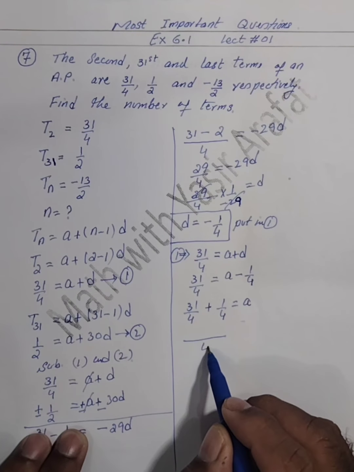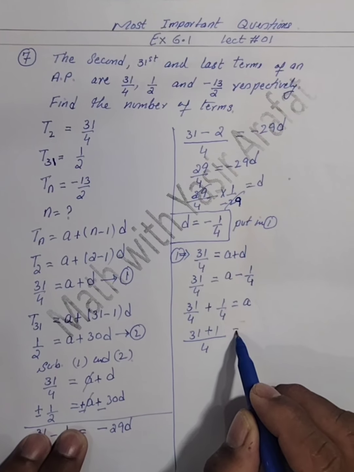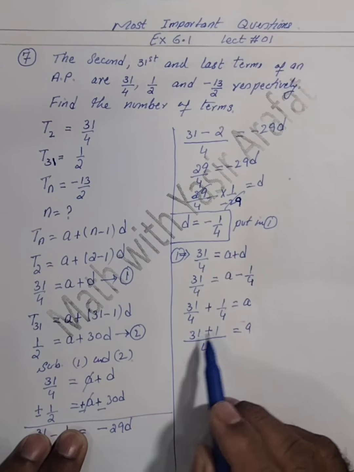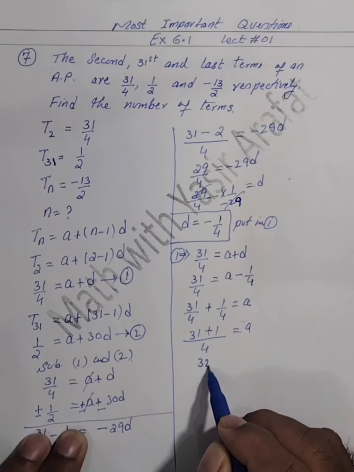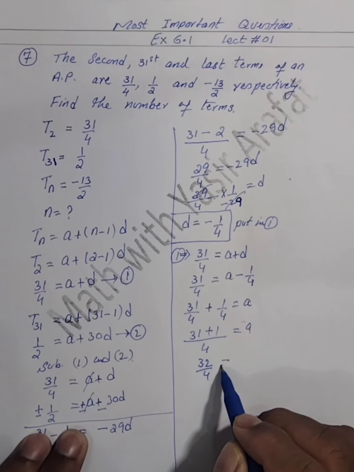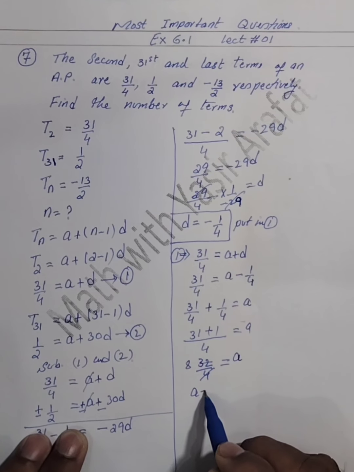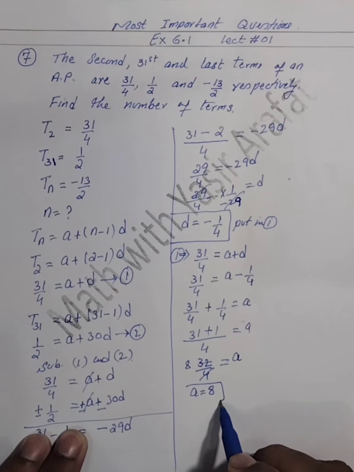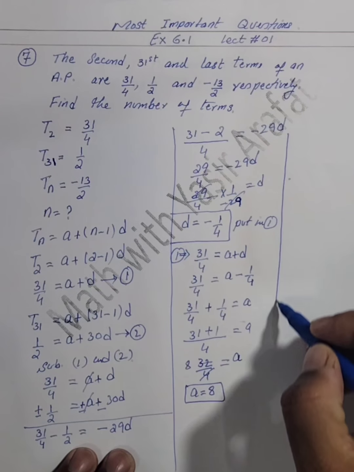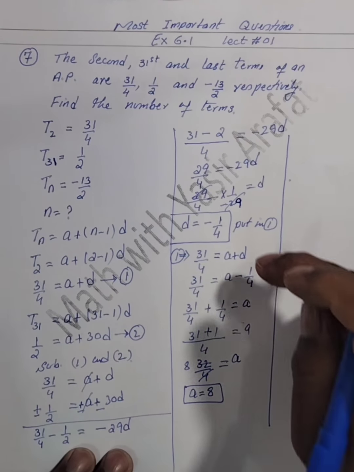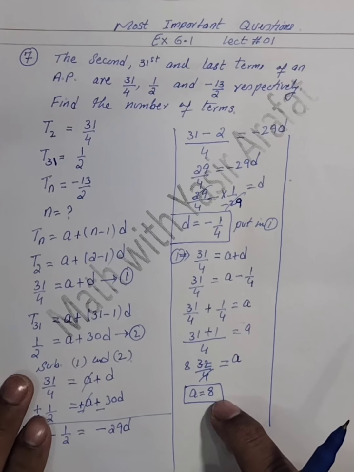So this is the same denominator. If we have the same denominator, then there is no change in the denominator, we add the numerators. So this is 32 over 4. So this is the value of A. That is, A equals 8. Now we have the value of D equals minus 1 upon 4 and A equals 8.